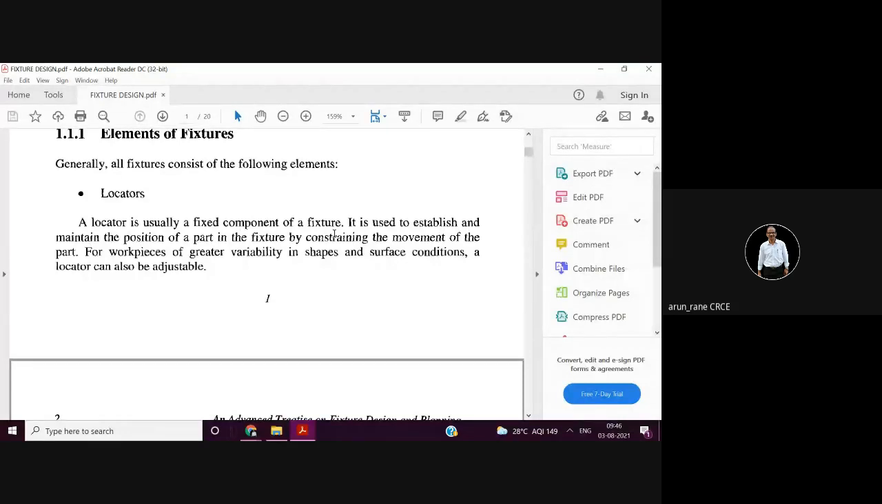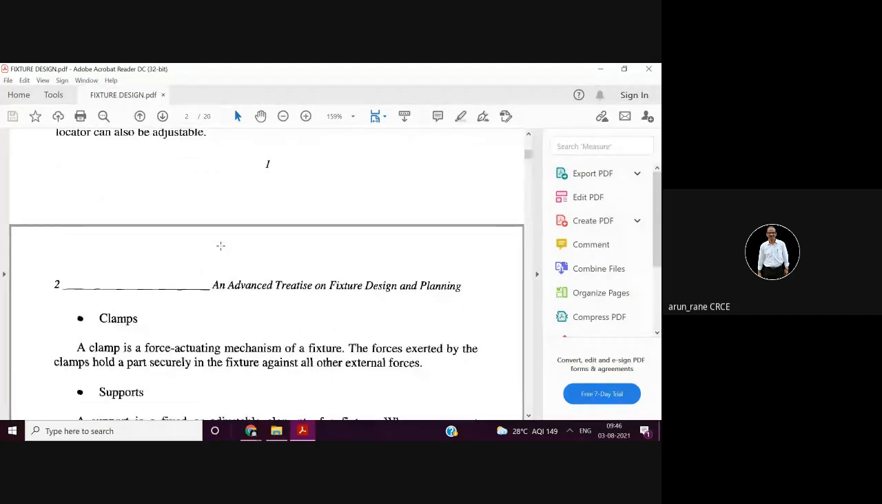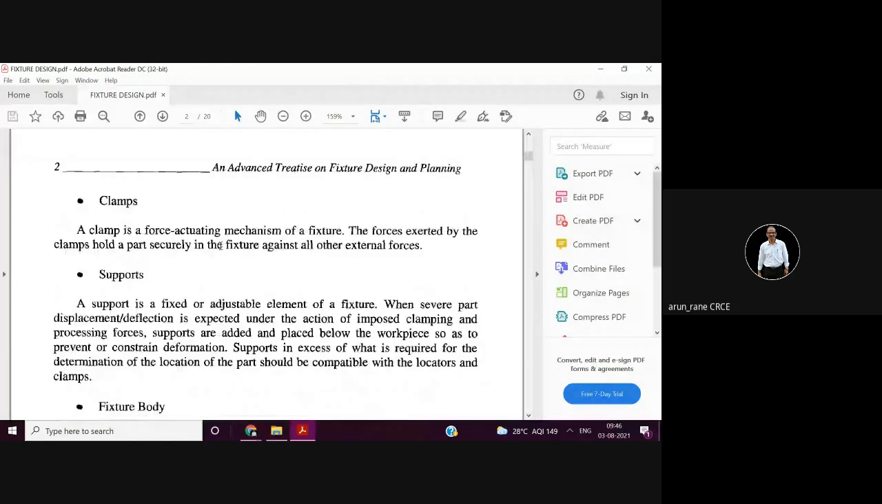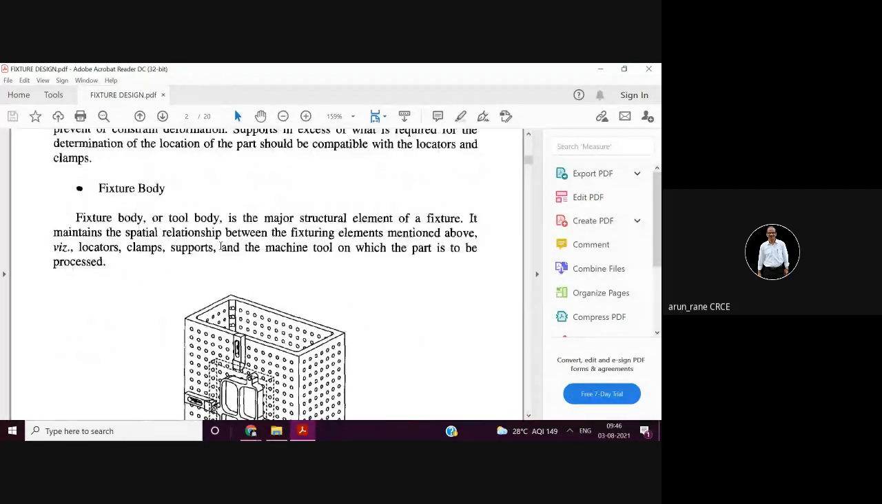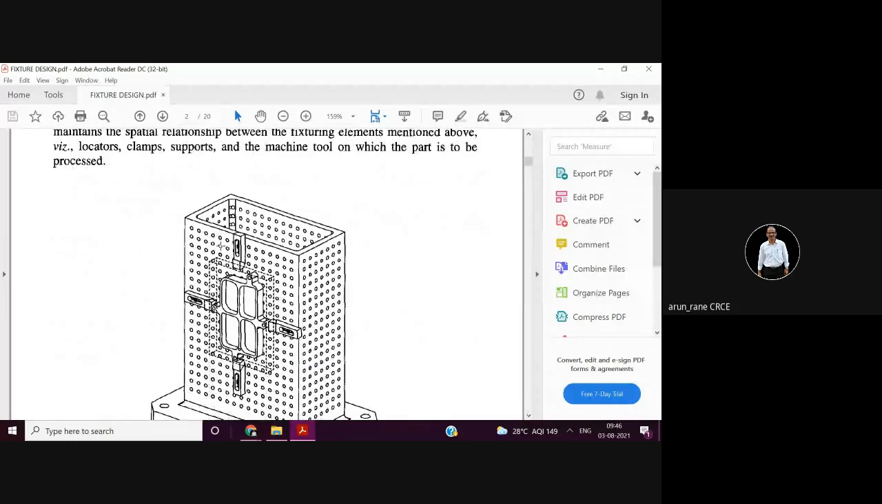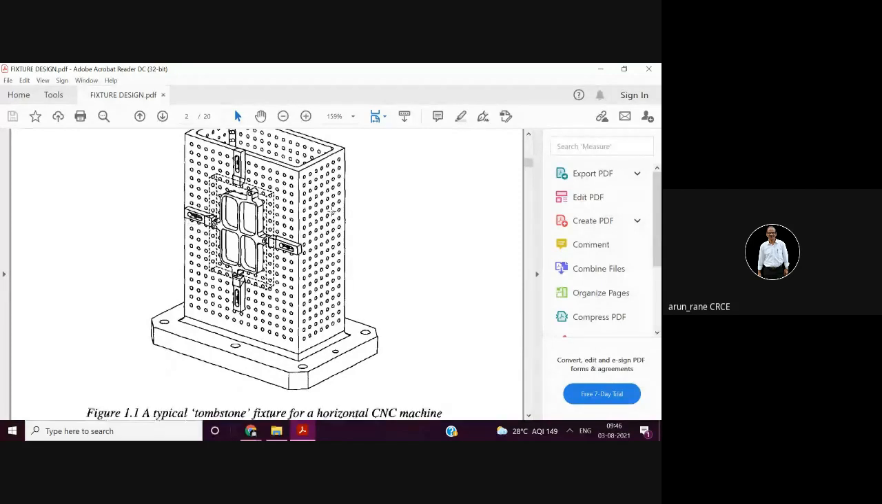So what are the elements of the fixtures? You can see this screen, correct? So locators, you know, then clamps, support, fixture body. Can you see this drawing?